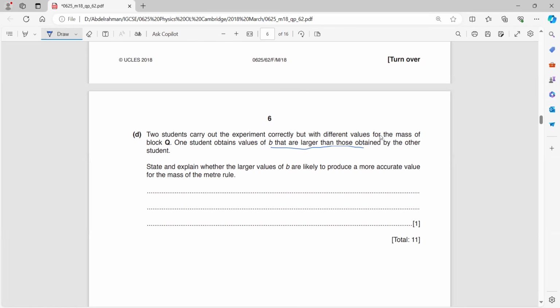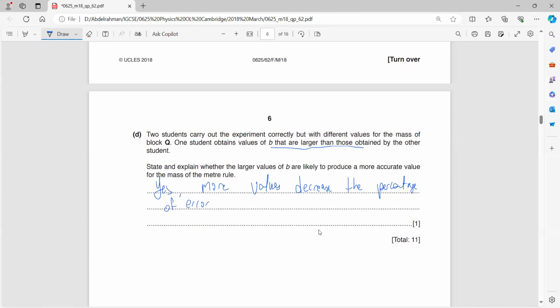Is it better to have more values? Definitely yes. It would definitely produce a more accurate value. Why would it produce a more accurate value? Because it will decrease the percentage of error. Whenever we have more values, it always decreases the percentage of error.